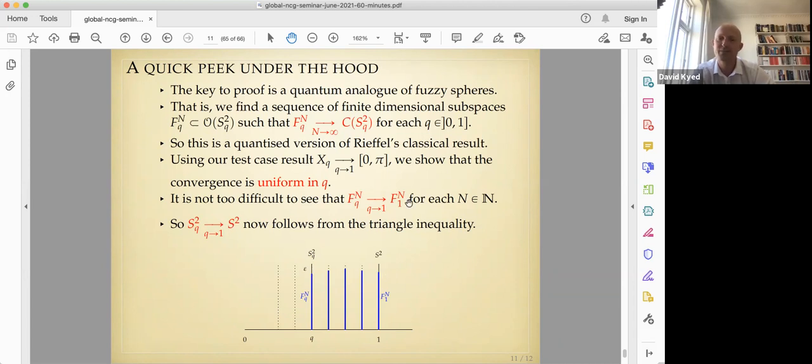And then, because these finite dimensional spaces converge, again, if I go close enough to 1, this F_n^q guy will be as close as I want to the corresponding F_n^1 guy. And now the game is, of course, completely over. This means that the Podleś sphere, which was close to the F_n^q guy, which was close to the F_n^1 guy, which was close to the classical sphere, is close to the classical sphere.